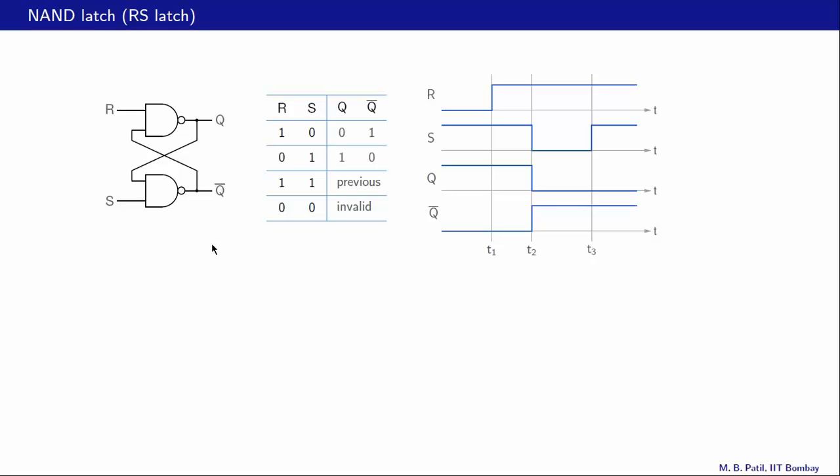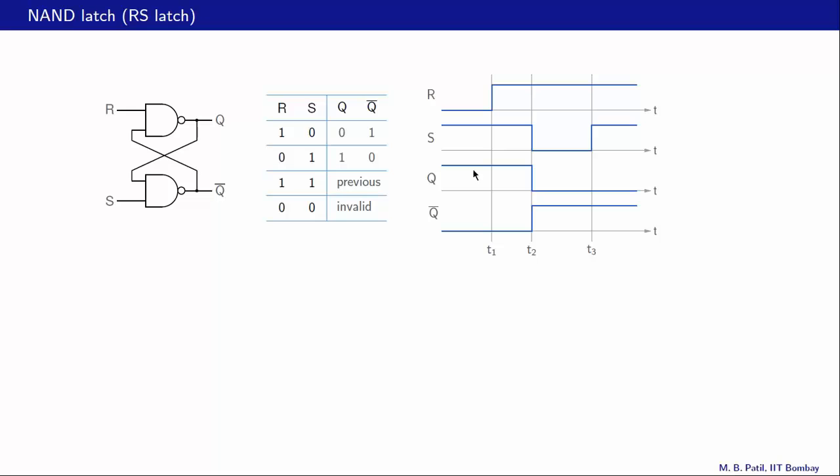Let us now look at some waveforms so as to understand this table better. Here is the R input for the latch. Here is the S input, that is 0 and that is 1. Similarly 0 and 1 and so on. This axis of course is the time axis. Okay, now in the beginning up to T1, we have R equal to 0, S equal to 1, and the output Q is therefore determined without any ambiguity. So R is 0, S is 1, so the flip-flop is set to 1.